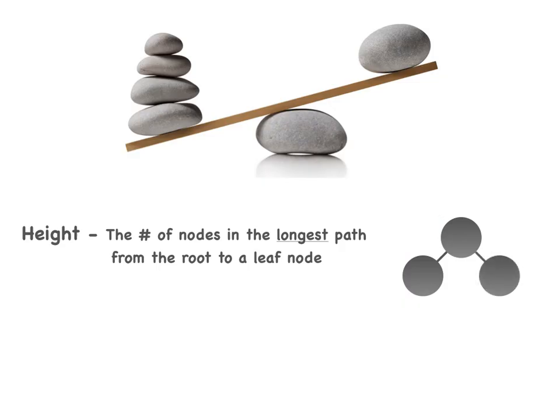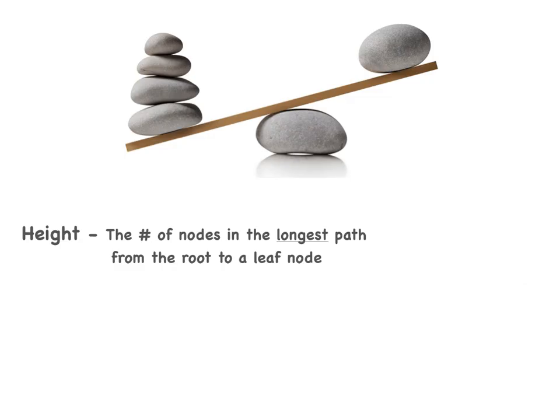Now suppose this were my tree. In this case, we've got 2 paths to consider. Both paths contain only 2 nodes. So regardless of which path you consider, the height for this tree would still just be 2. Now suppose this were my tree. Once again, we have 2 paths to consider. The path on the right side has just 2 nodes, whereas the path on the left has 3 nodes. And like we said in the definition, the height is the number of nodes in the longest path from the root to a leaf. So in this case, the height would be 3.